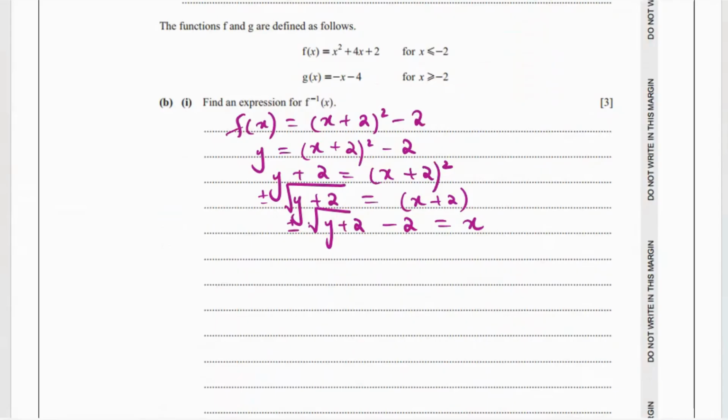Now it's saying that x is less than or equal to -2 for f of x, which means this is going to be the range of the inverse, less than or equal to -2. So if the range of the inverse is less than or equal to -2, we will choose the negative root, not the positive one. So f inverse of x is negative root of x plus 2, minus 2. That is the expression for the inverse.